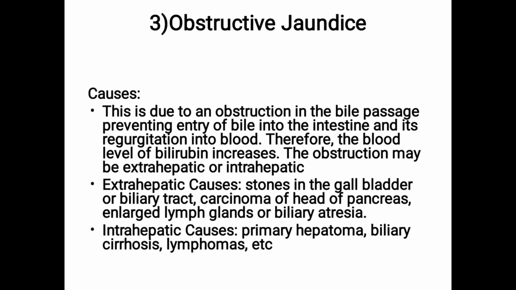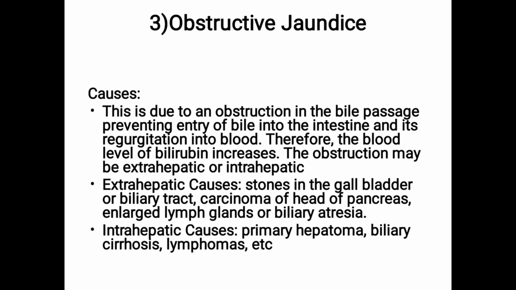Therefore, the blood level of bilirubin increases. Which bilirubin? Conjugated bilirubin. So in obstructive jaundice, or post-hepatic jaundice, there is increased conjugated bilirubin. Conjugated hyperbilirubinemia: water soluble, conjugated, or direct bilirubin increases in post-hepatic jaundice. What are the extrahepatic causes? Stone in the gallbladder. You know that the gallbladder is just beneath the liver, so there is a chance of stone in the gallbladder.